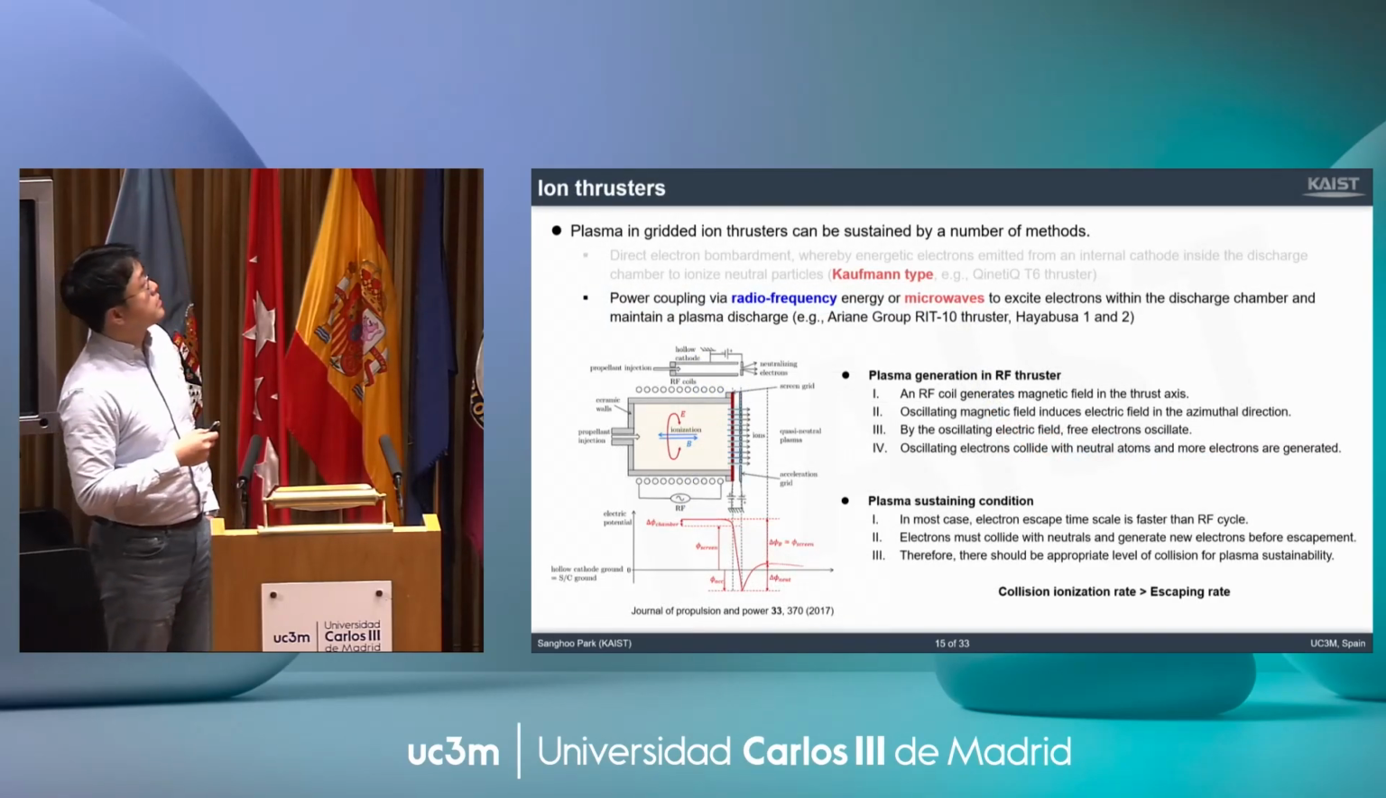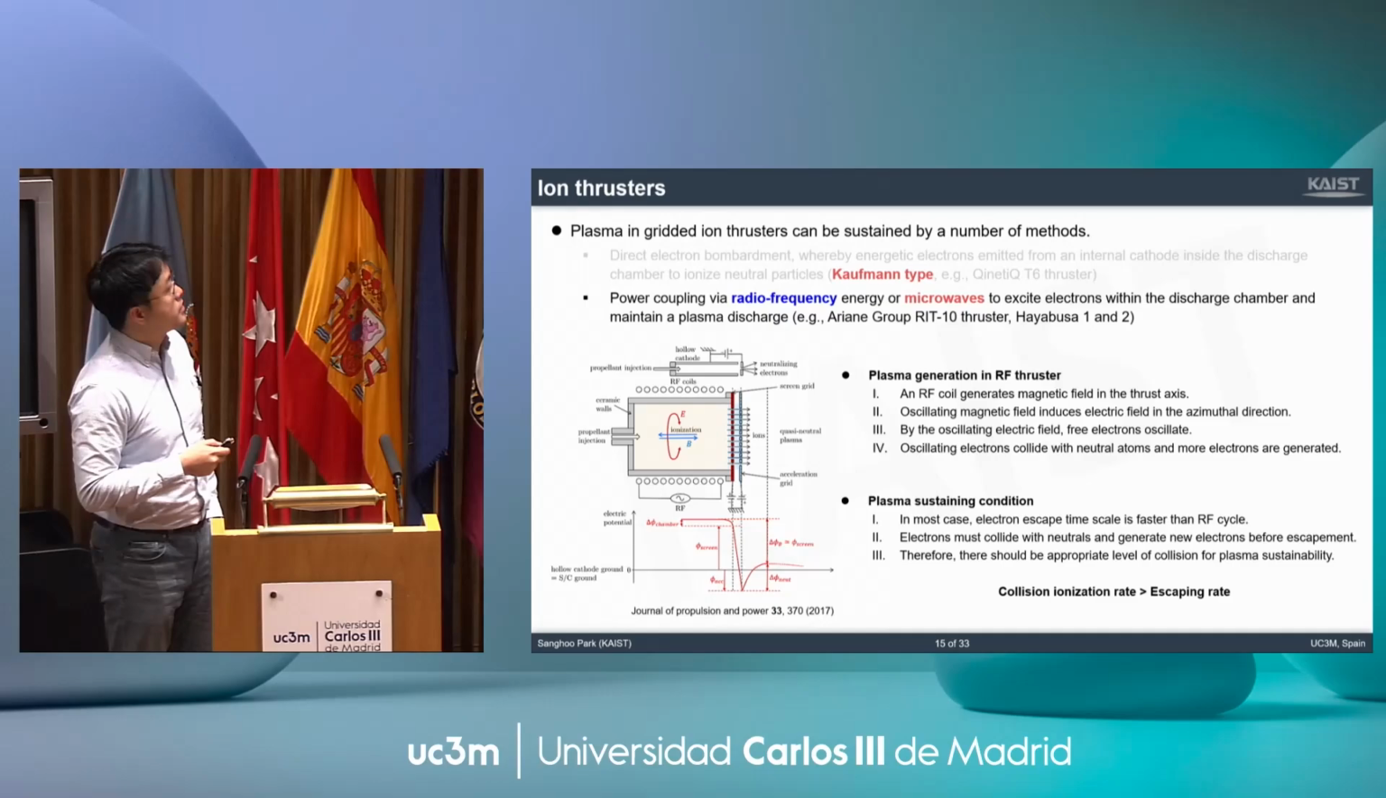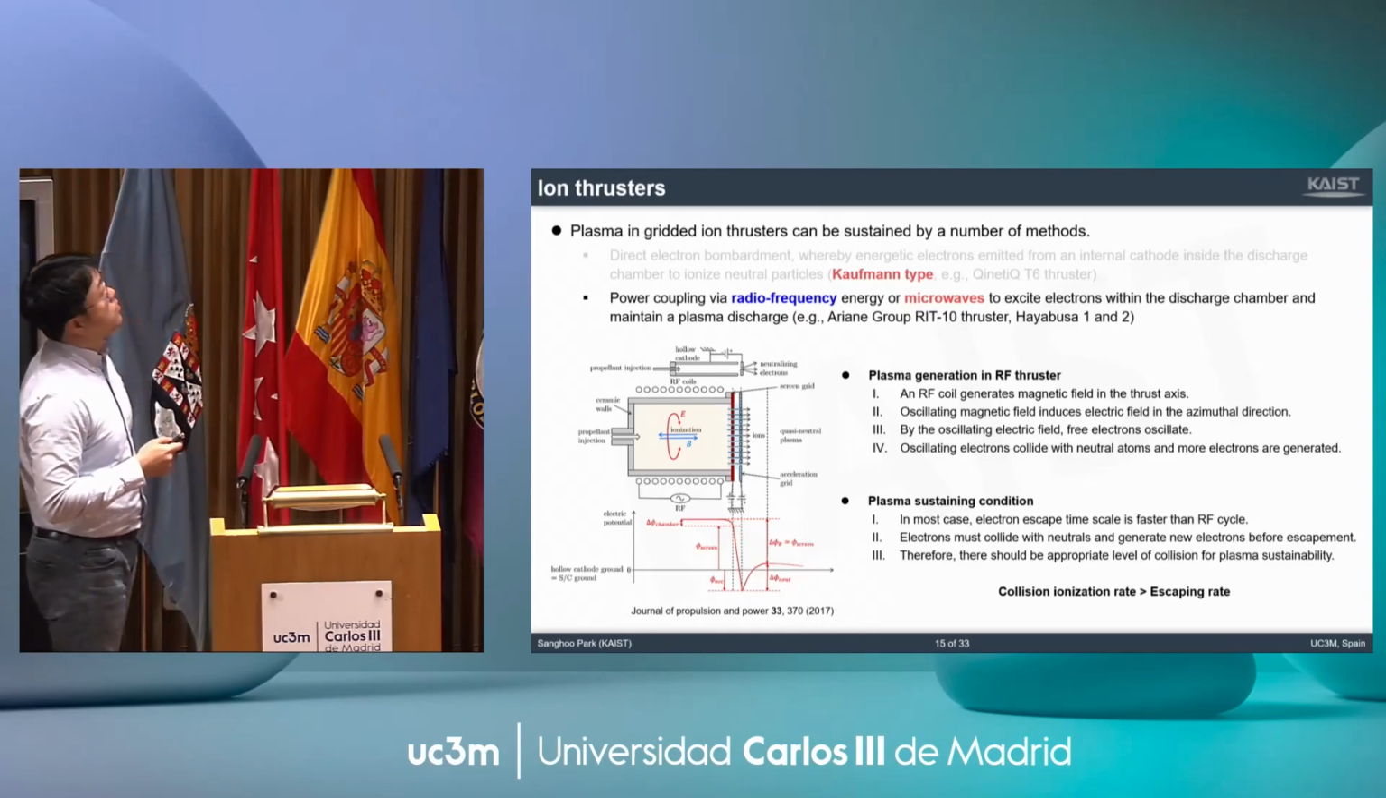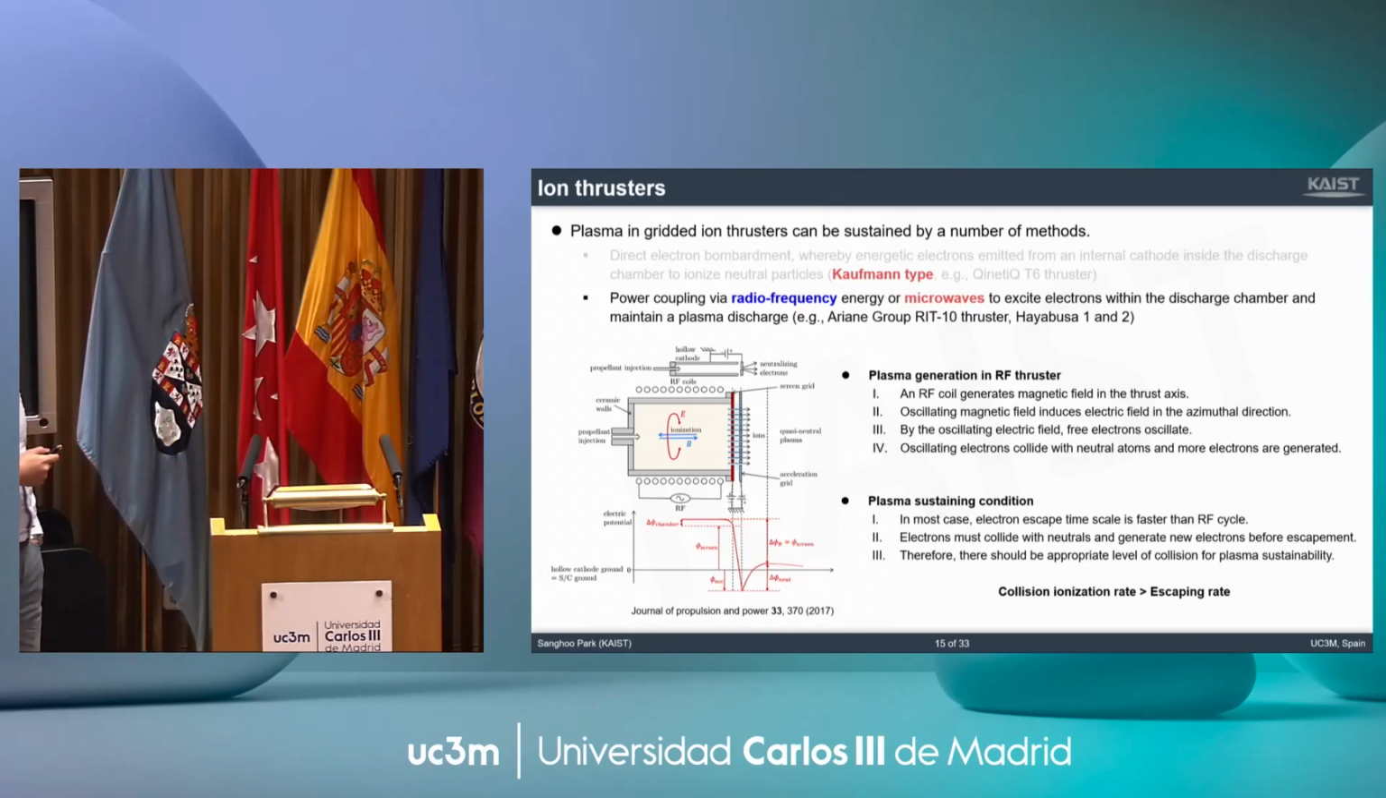And this is the underpinning principle of the ICP type ion thruster. We have many kinds of methods to generate the plasma inside the plasma chamber. When we use DC plasma, we can call it a DC type.